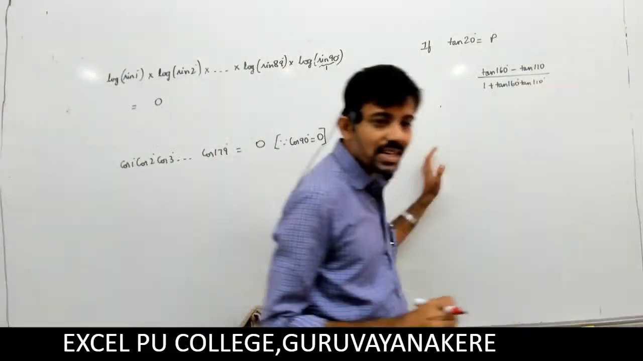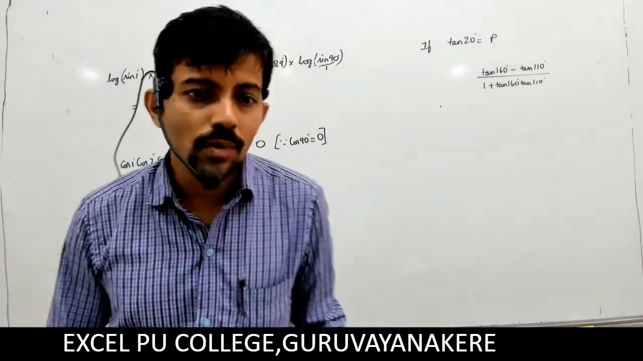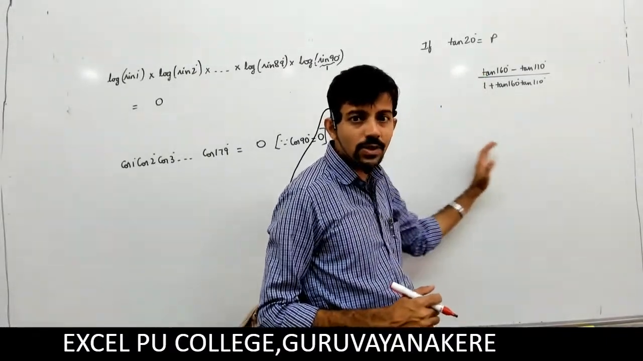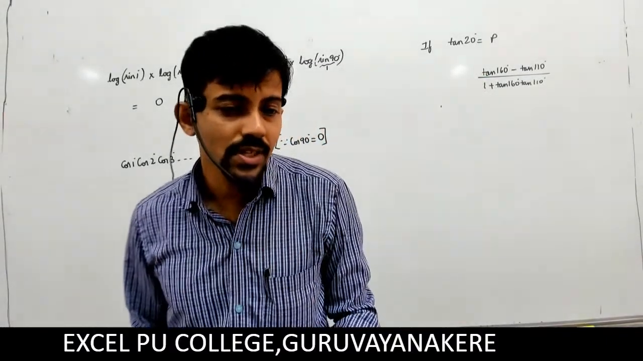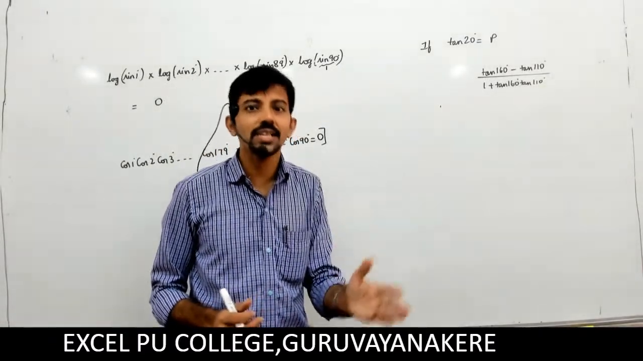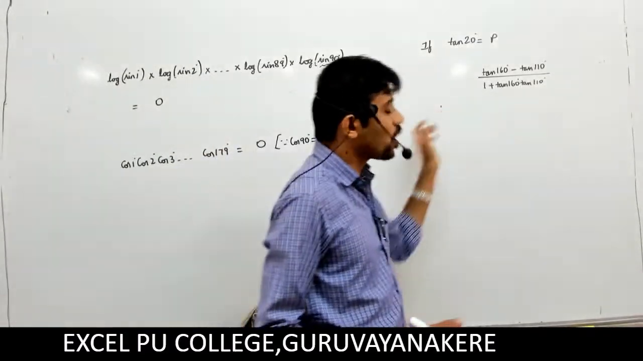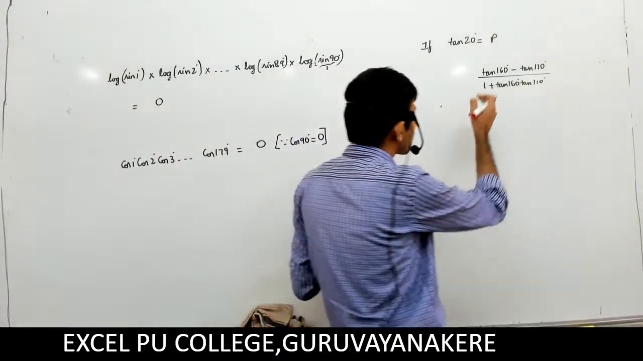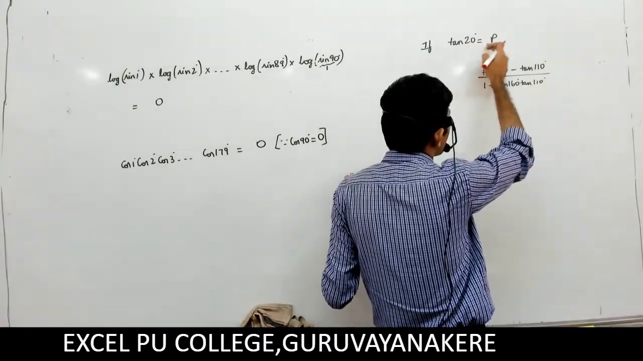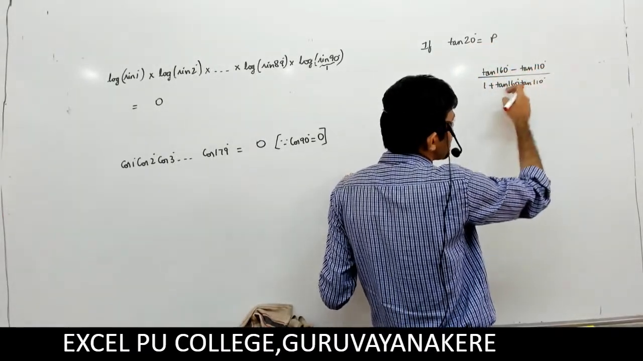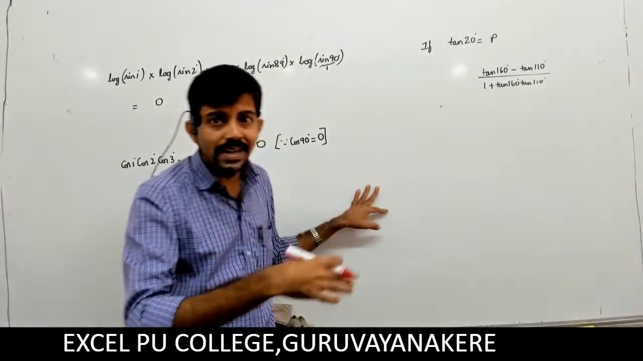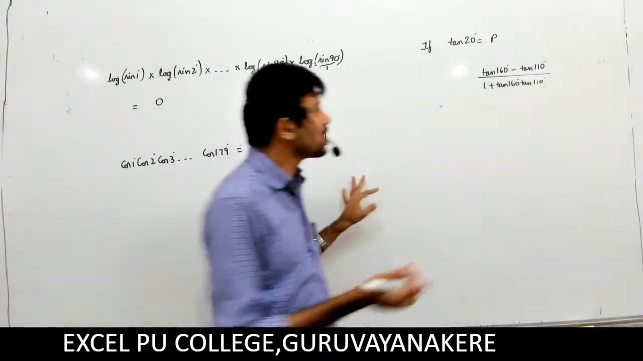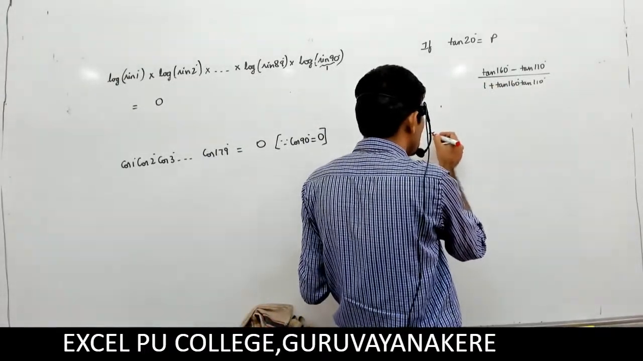See, options are given in terms of P, right? All the options are given in terms of P, so express it in terms of tan 20. Whenever you see a multiple choice question, look at the options also. Because tan 20 is equal to P, express this in terms of tan 20 or cot 20. If tan 20 is P, cot 20 is 1 by P. Tan and cot are reciprocal functions. So start with tan 160.